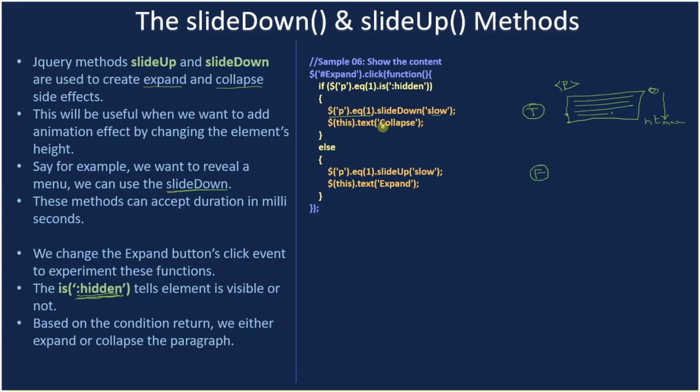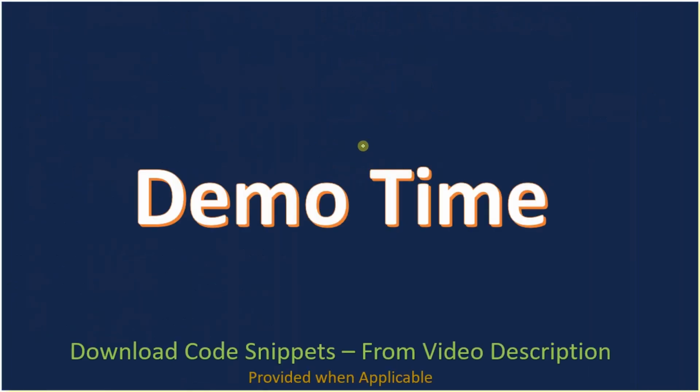Then we change the text to collapse, right? So in the else part, we will do the reverse animation. That means from height max, we adjust the height periodically, and from height max it will go to 0. The net effect is the element is collapsing, right? Previously it expanded, and here in the false part we are collapsing it by making a call to slide up, and we change the button text to expand. So the user can click the same button, and it will toggle between collapse and expand. Now let's go to the demo.